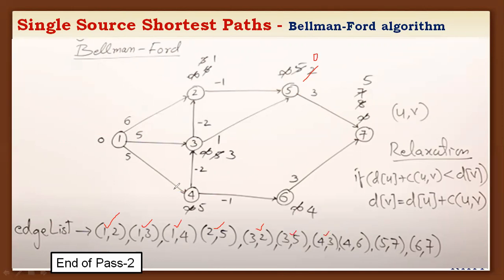4 to 3: 5 minus 2 is 3. 3 compared with 3, both are equal. No change occurs. 4 to 6: 5 minus 1 is 4. Both are the same. No change occurs.